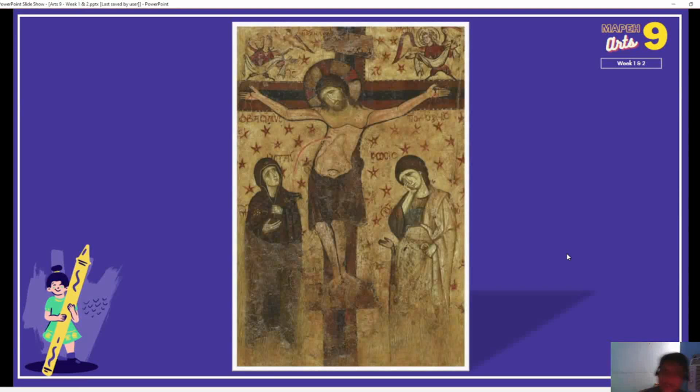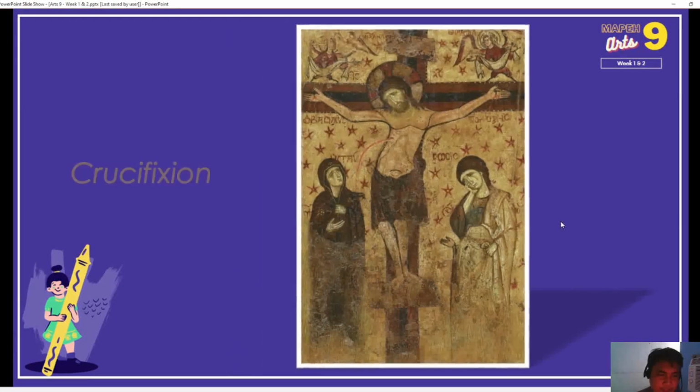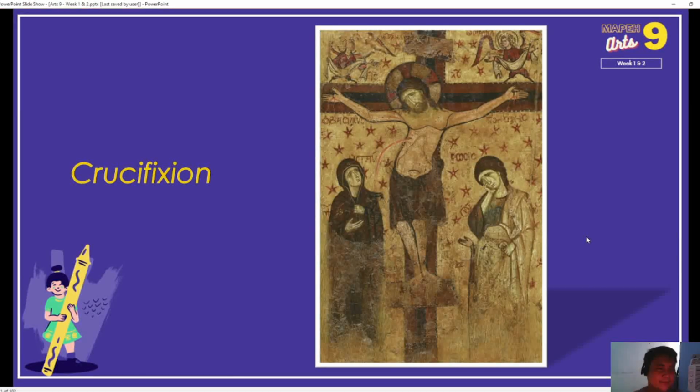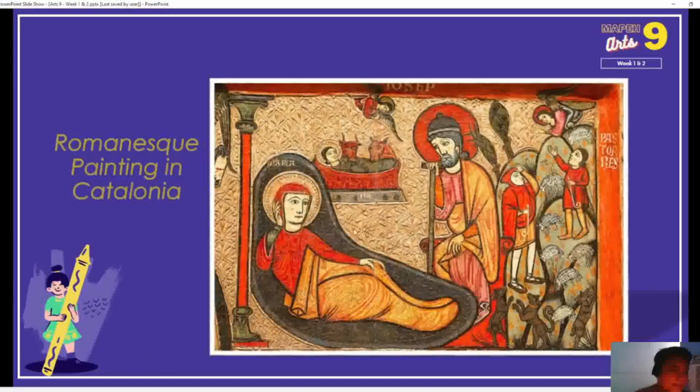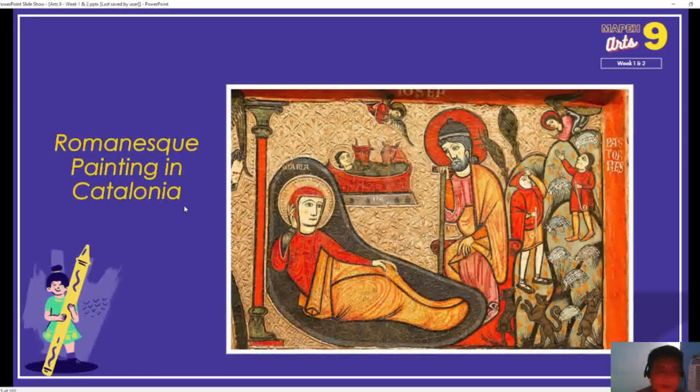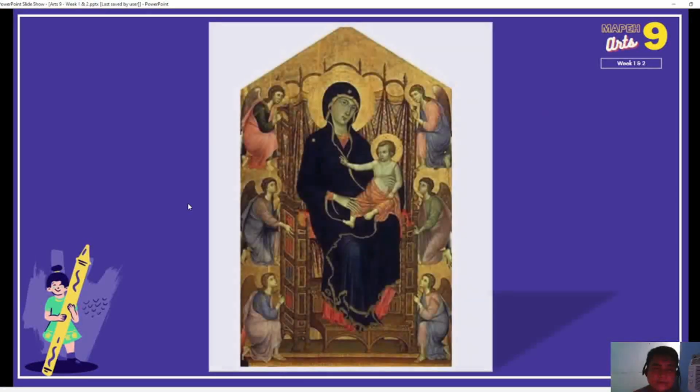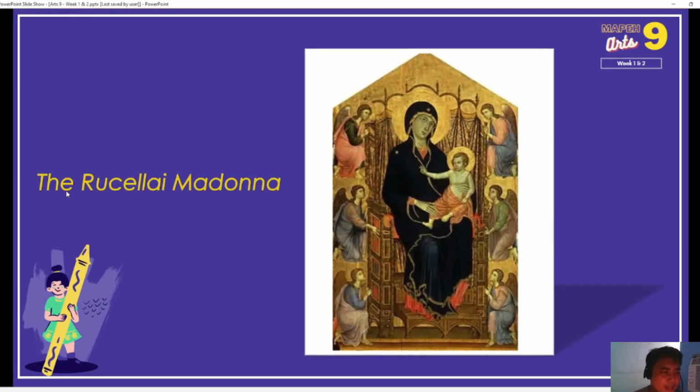Let's have some example. So this one is from the Byzantine art. This one is called the Crucifixion. Another one. This one is a painting of Joseph, Mary, and baby Jesus Christ from the Romanesque art. Romanesque painting in Catalonia, Spain. And last we have here the Mother and Child, Mary and Child, the Rucellai Madonna for the Gothic art.